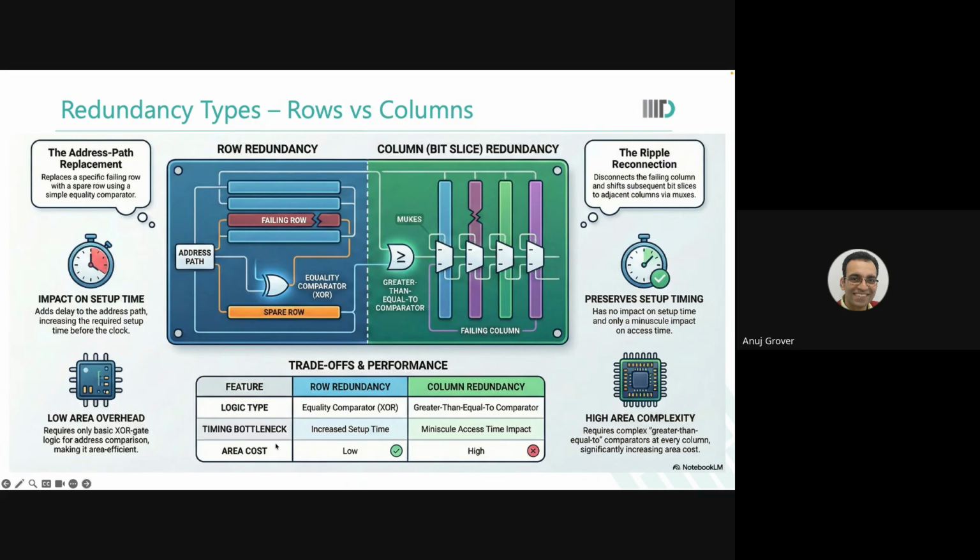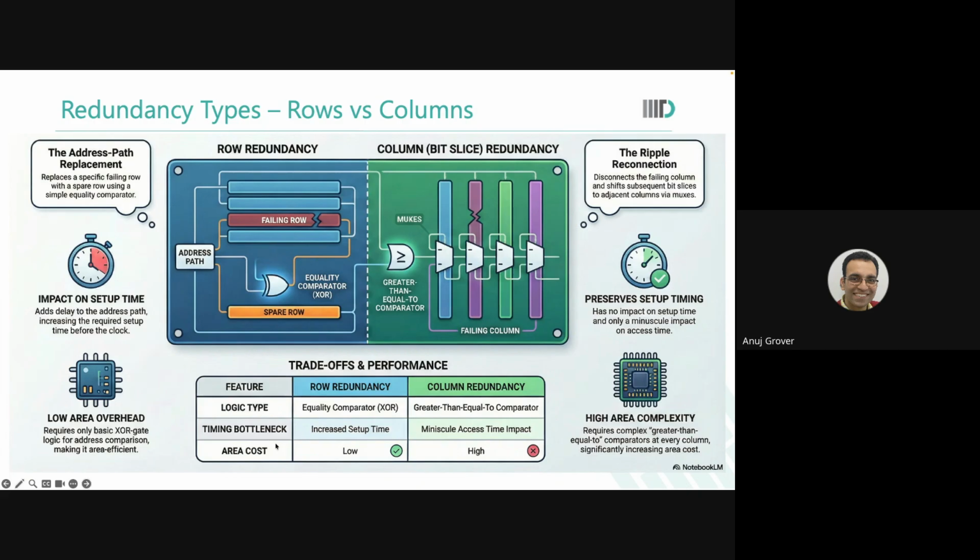In terms of memory regular timings, what is access time? Only one extra mux comes in the path. No impact. So column redundancy is better in terms of timing. To save area, you have traded off redundancy setup time or power up time of the memory. How many times do you need to power up a memory? Not many times. So if that is the case, you can use ripple.